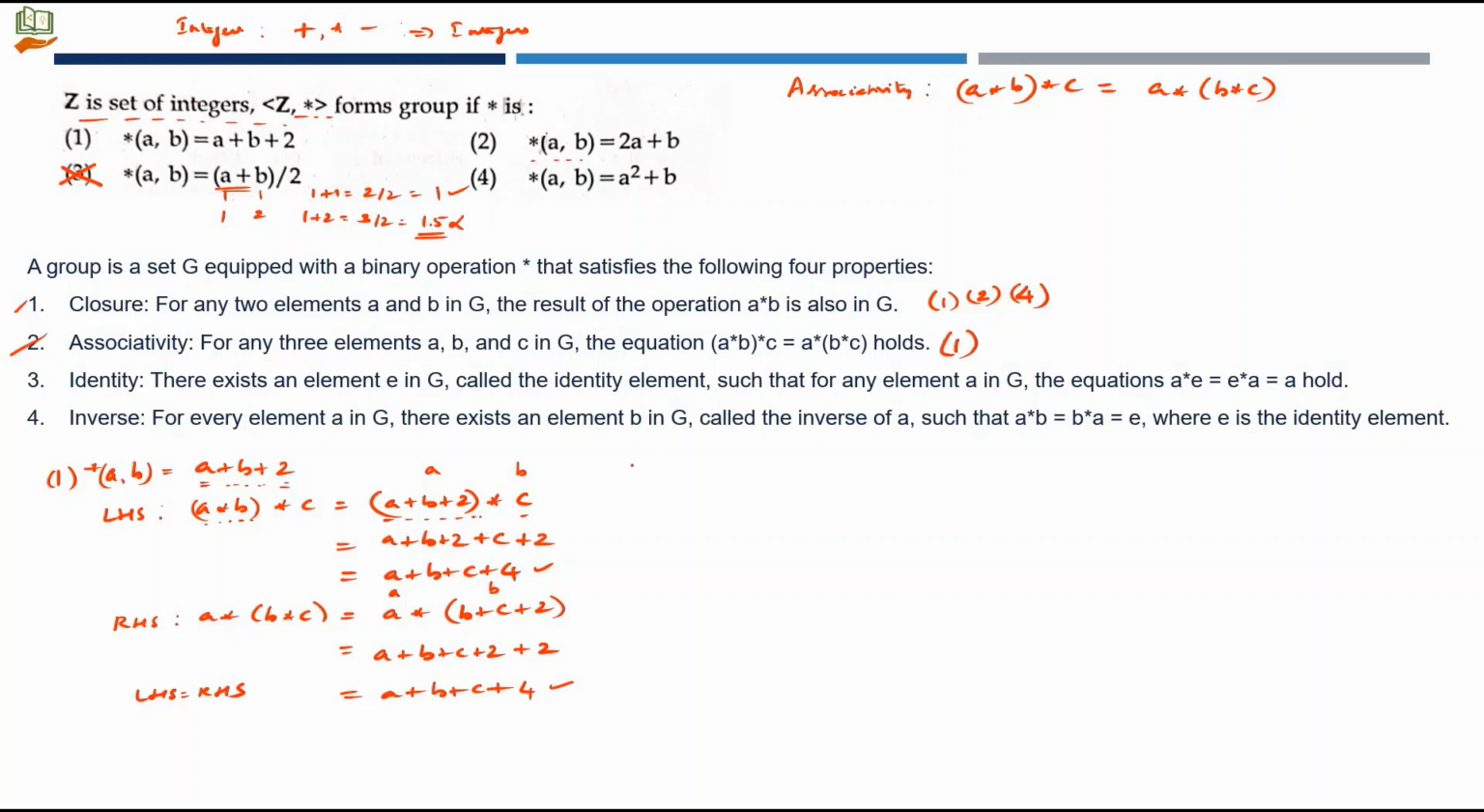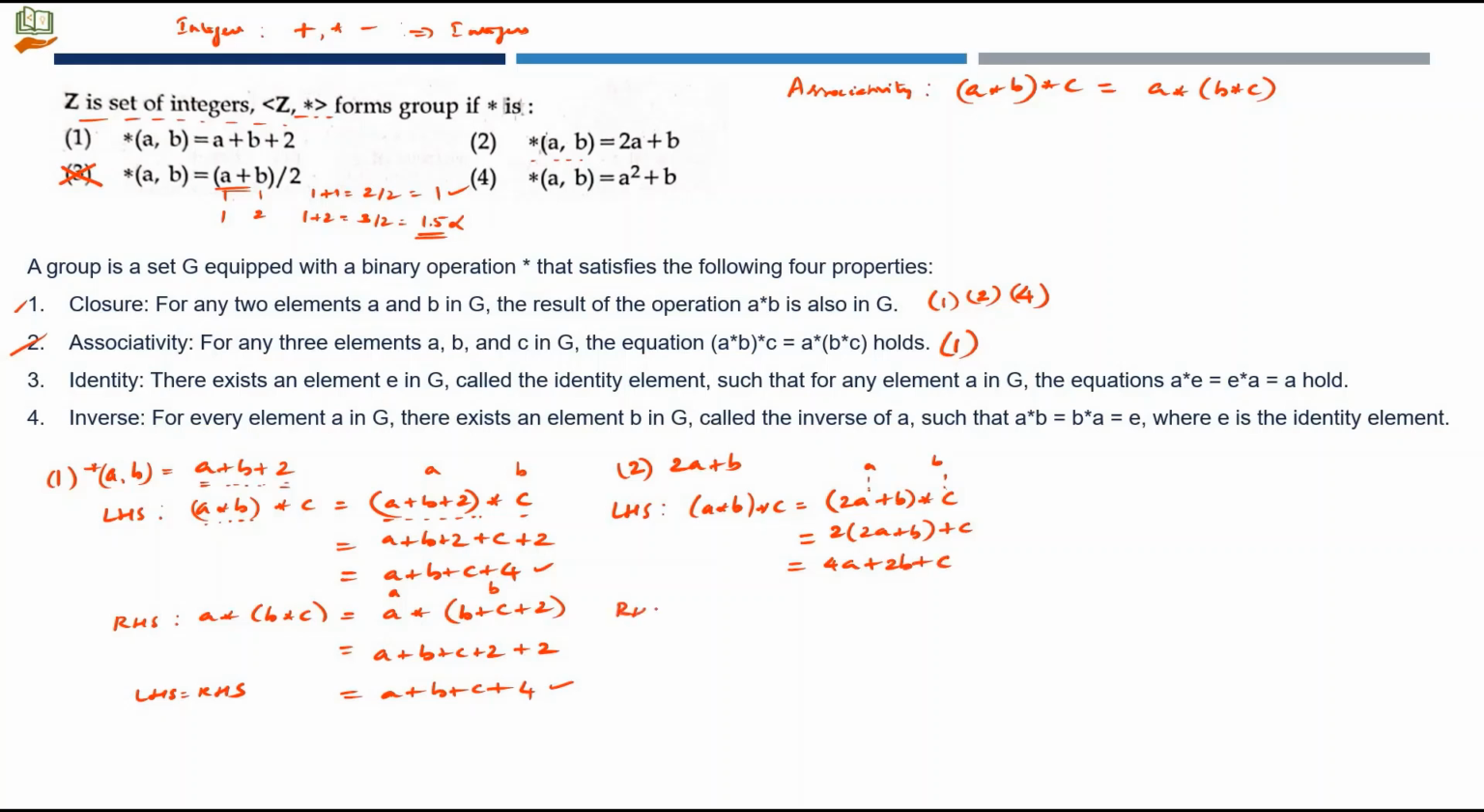Let's check the second expression. It is 2A plus B. Now let's go for the left hand side, (A into B) into C. Instead of A into B, we can substitute 2A plus B and let this stay as C. Consider this to be A and this to be B now. How do you express it in the form of the question expression? 2 into A. So this will be 2 into (2A plus B). 2 into 2A is 4A, plus 2 into B is 2B, plus C.